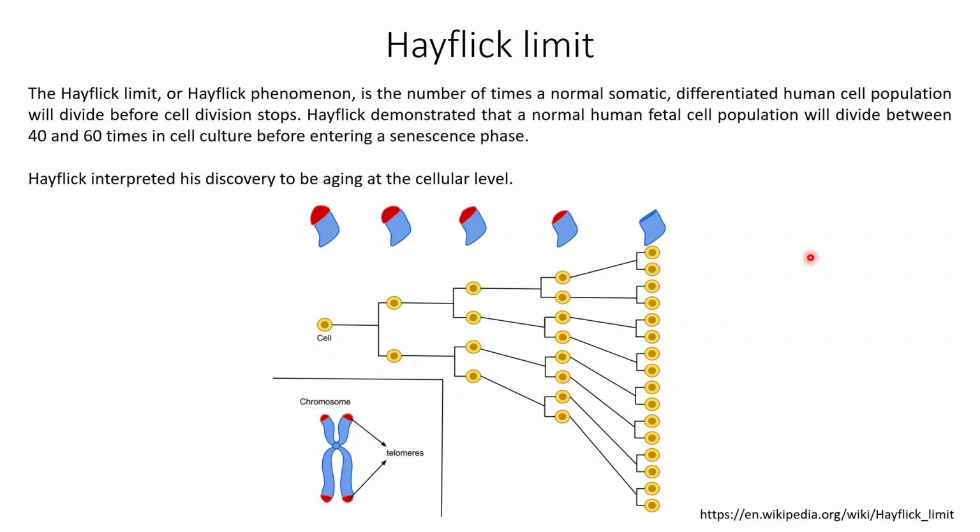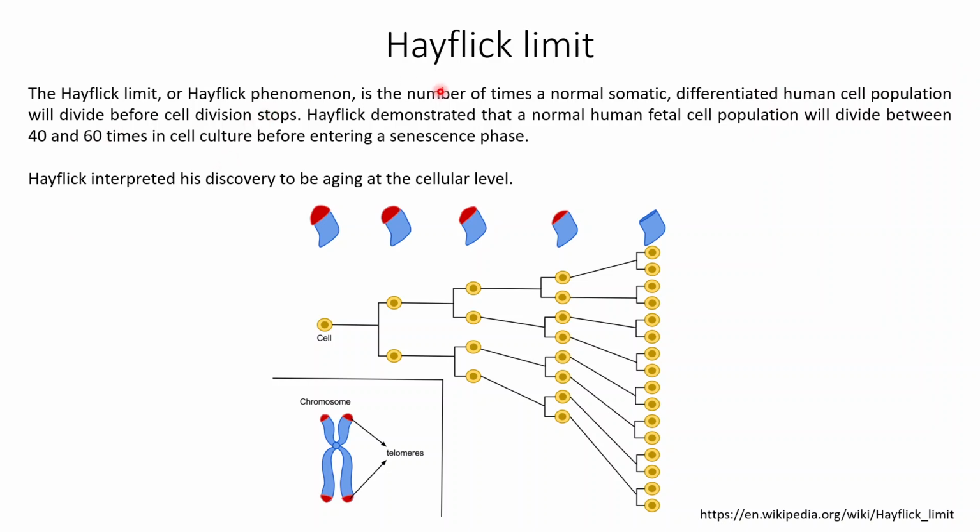For a normal somatic differentiated human cell population, somatic means they're not germ cells, and differentiated means that they are not in the stem cell pool. They've become a cell of a specific tissue type, right? And they have a certain function. So the human cell population will divide a certain number of times until cell division permanently stops.